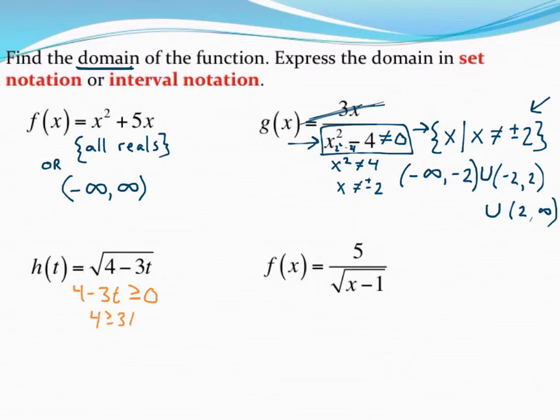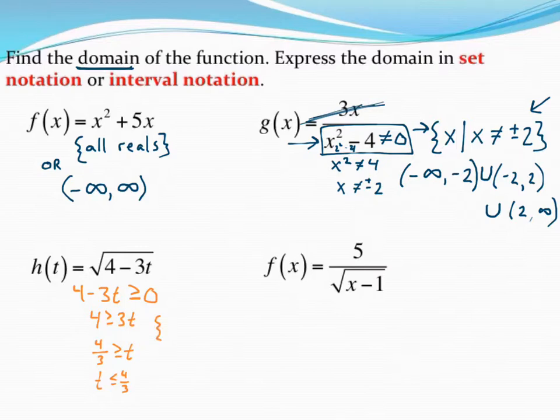Okay? And then let's solve this and see what our domain's going to be. So I'll add 3t to both sides and then divide both sides by 3. If I switch the order of this a little bit, I end up with t has to be less than or equal to 4/3. That's my domain. So let's go ahead and write that in fancy math notation.